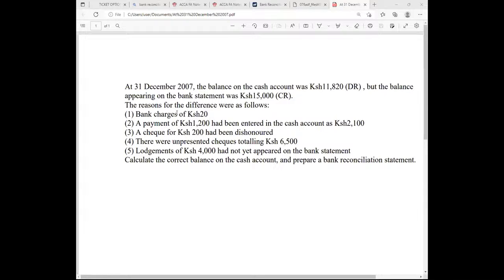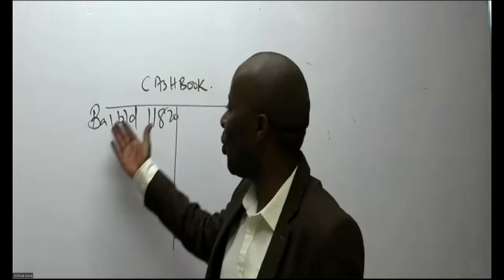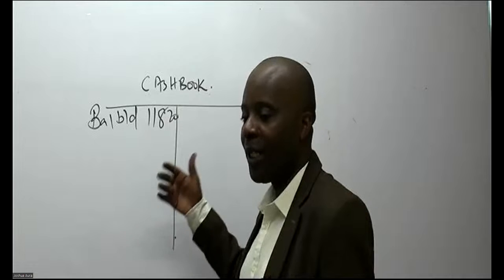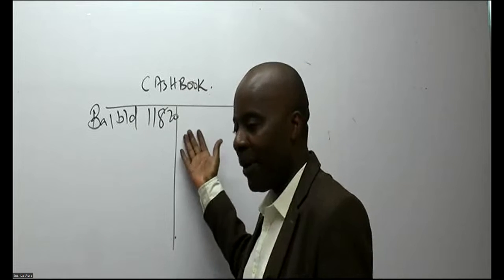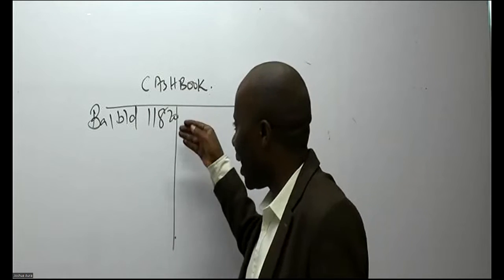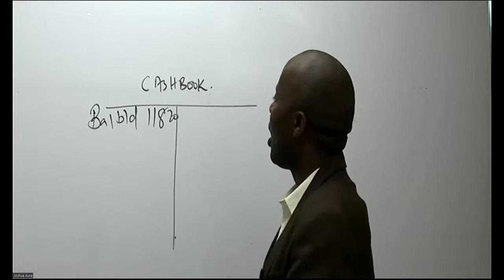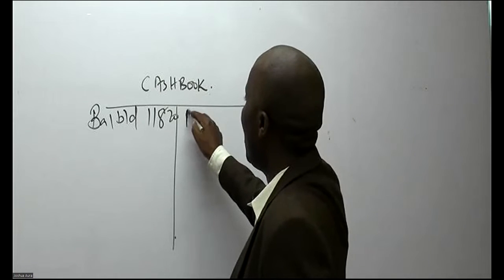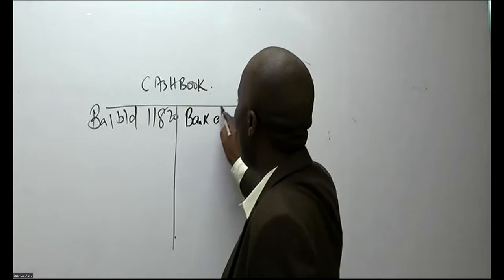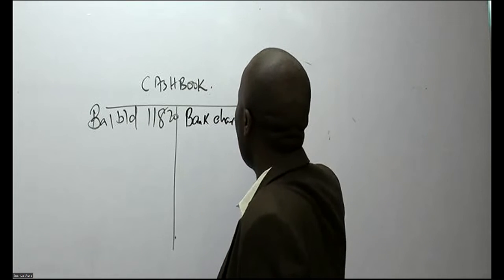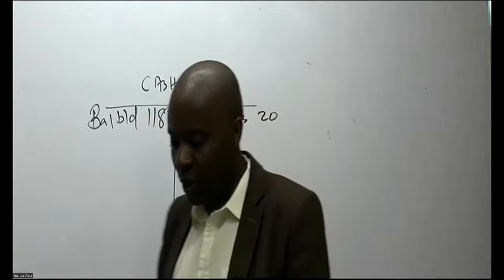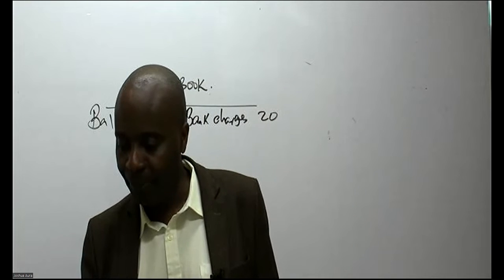The first thing that I'm now aware of is that there were some bank charges of Kenya shillings 20. Bank charges are not here, and I know it's a cash outflow. So now that I've gotten to know about them, I need to update my cash book. So we have here bank charges of 20 bob.